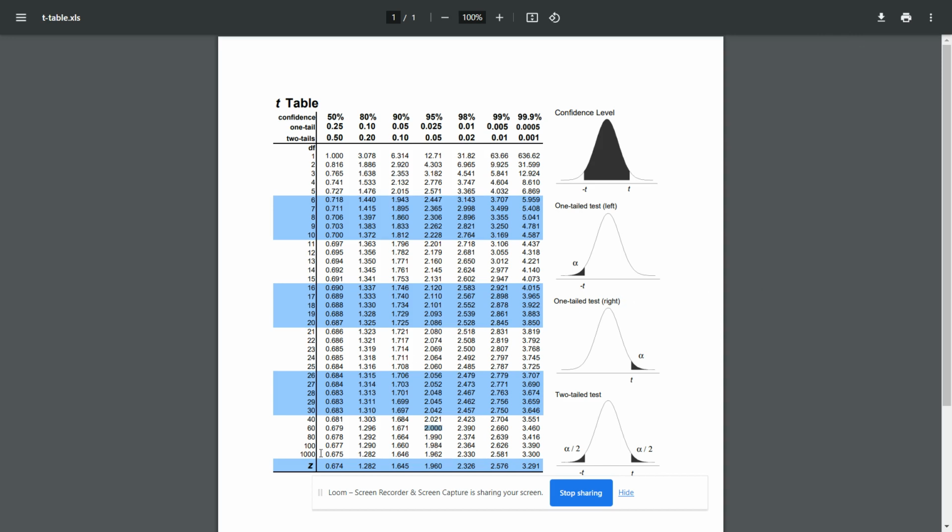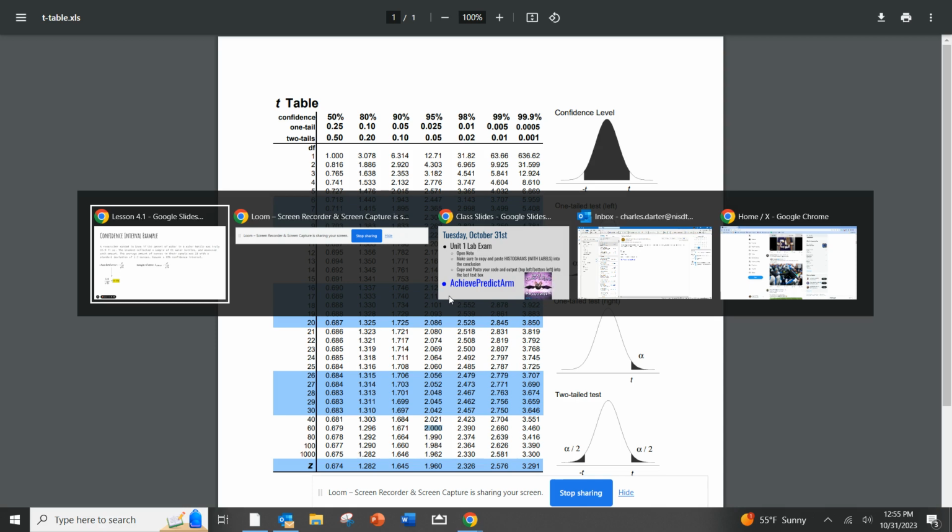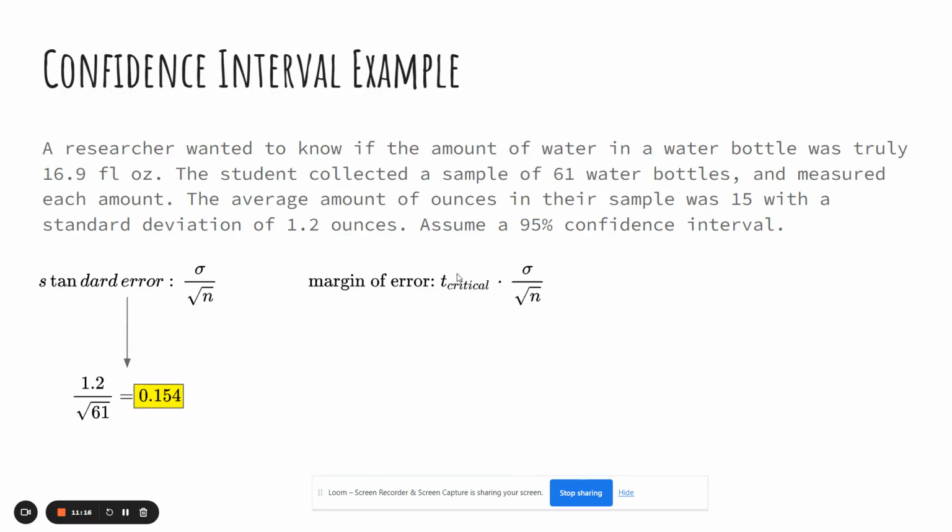Okay. Side note, real quick. Let's say you get like 90 degrees of freedom or something. You are always ultra conservative and go down to the lower number. So if you ever have a degrees of freedom between these numbers at the bottom, go to the lower number. But we found the T critical to be 2.000 from the chart.